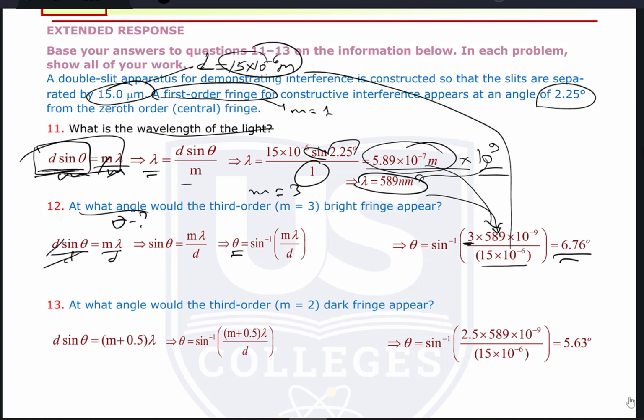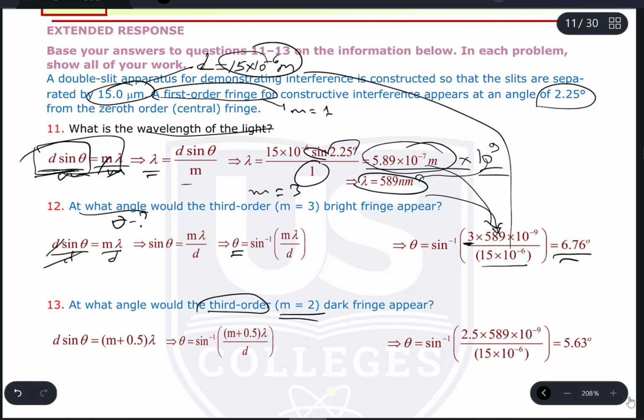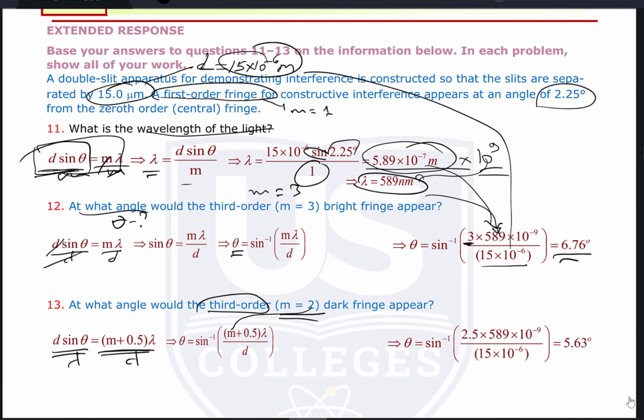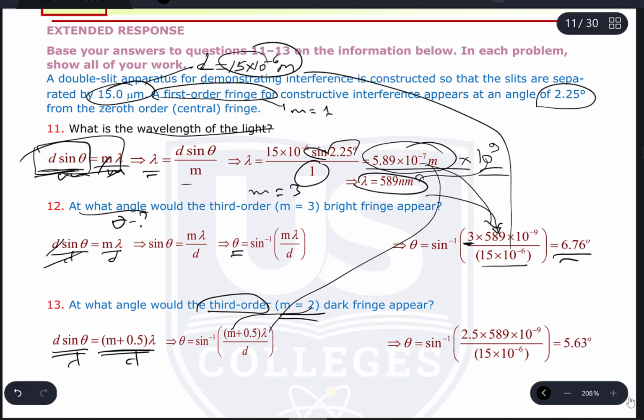At what angle would the third order dark fringe appear? For the third order dark fringe, m is equal to 2. So we are going to write the equation for dark destructive interference, d sine theta equals (m plus 0.5) lambda. And then, because theta is the question, divide by d, then take the inverse. Instead of m, write 2. Lambda was just calculated in part A, write it in here. The slit spacing is known, put it in here. You will find the angle as 5.63.